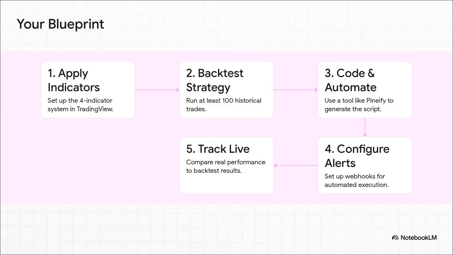So we have covered a ton of ground, but it all comes down to this simple 5-step blueprint. Open up TradingView and apply the indicators we talked about. Then, backtest the strategy until you can't backtest it anymore. Once you've got a system you trust, use a tool to code and automate it. Then you just configure your alerts and track your live performance. This is your plan. It's that straightforward.